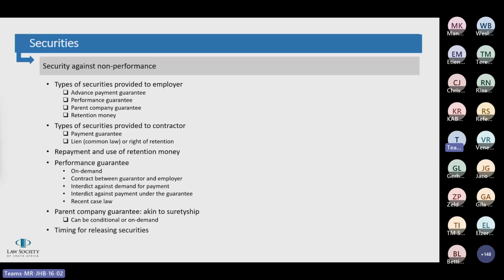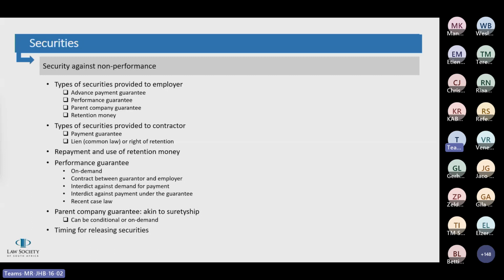So it is linked to the underlying contract, and a breach of the underlying contract must be proved before a guarantee that is conditional can be enforced. We'll look later at how on-demand guarantees differ significantly from this.